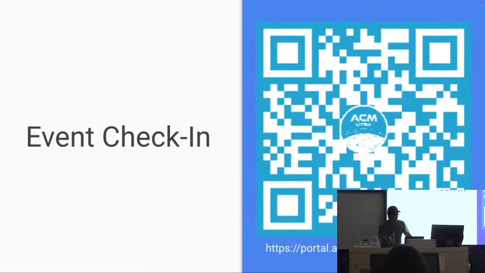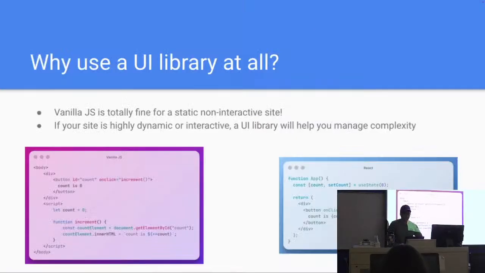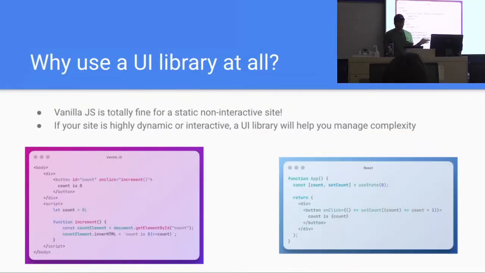All right. So I guess the first question that you might be wondering is, why do you want to use a UI library? Well, vanilla JavaScript is totally fine for static, non-interactive sites or maybe very little interaction. But if your site is highly dynamic or very interactive, very complex, a UI library is going to help you manage the complexity in your application. It's going to make it much easier to modify the UI as the user is using your application.